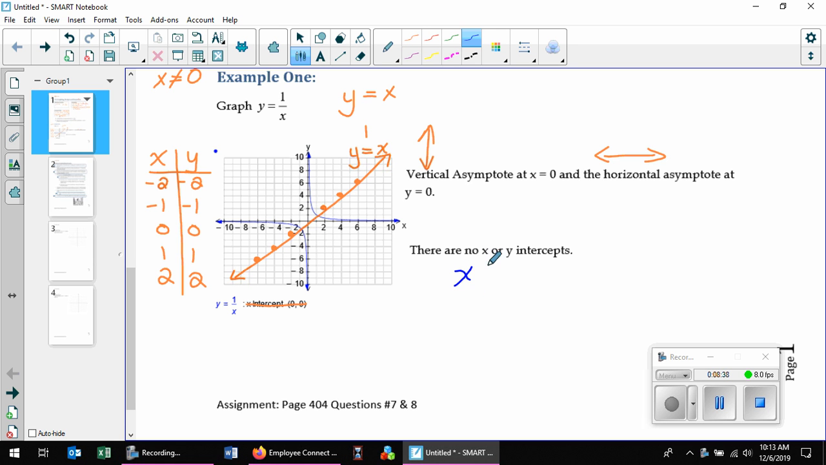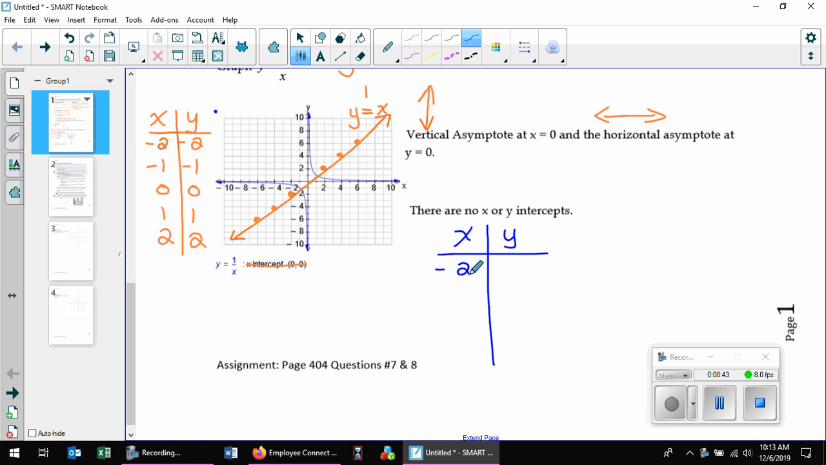If I were to do the table for the reciprocal graph of this, the x's stay the same. What do I do to the y's? I just reciprocate them, right? Like I just flip them. So at -2, this would be -1/2. This should be a -1, because if I take the reciprocal of -1, what is that? It's still -1, right? You guys agree with me? If I flip -1, it's still -1.